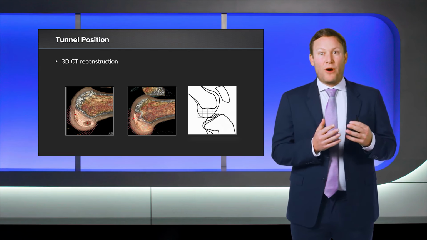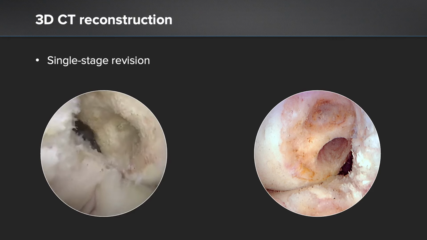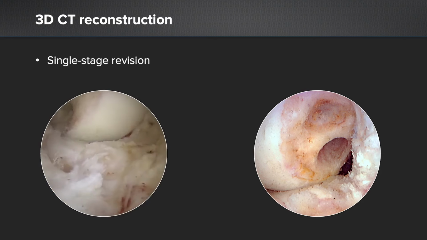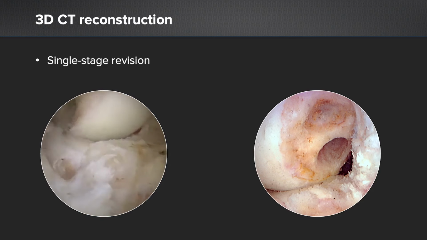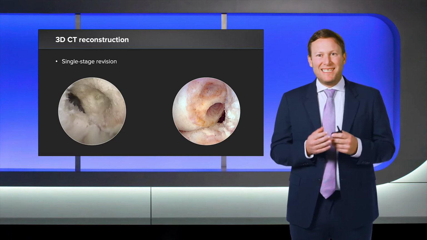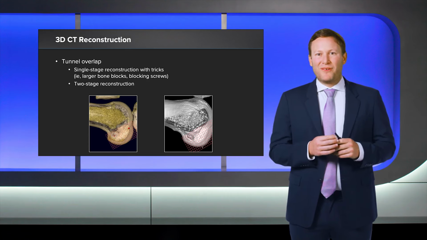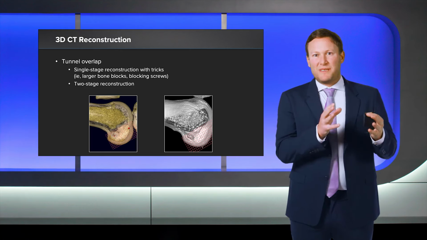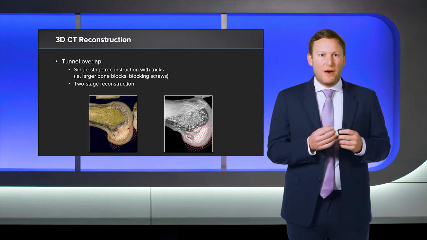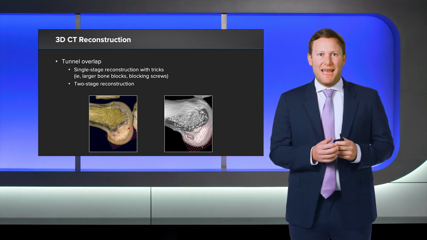We can overlay the Bernard-Hartle grid if you so choose, and we can envision a couple of different scenarios, like this case where the tunnel is not terribly wide and in good position, and we can do a single-stage revision reconstruction. However, there are other cases, like this one, where that prior tunnel is way out of the anatomic position, and we can clearly and easily do anatomic ACL reconstruction in one stage. However, there are other times where we require either single stage with some tips and tricks like larger bone blocks or blocking screws, and that can get technically difficult. Or we can lay up and do a rational two-stage solution like the case that I showed today.